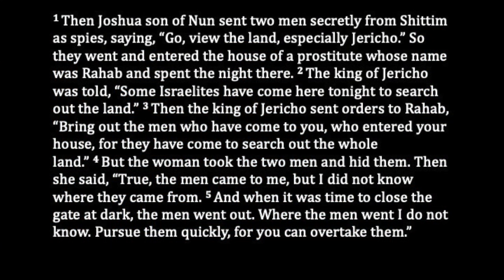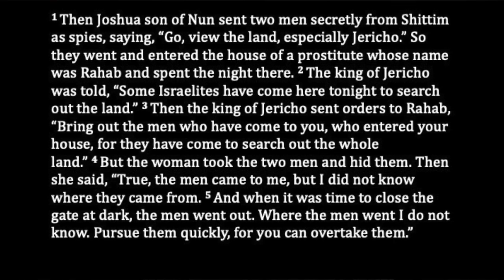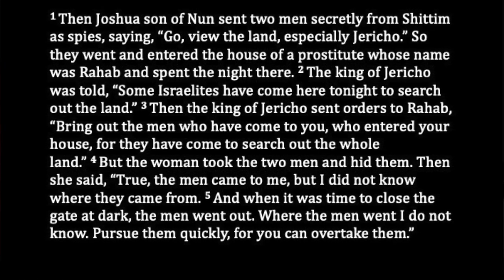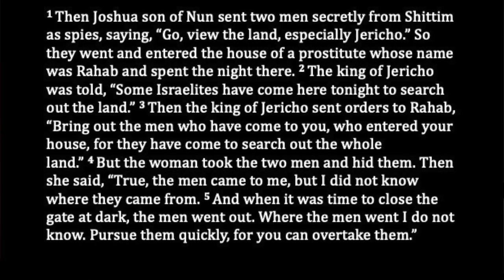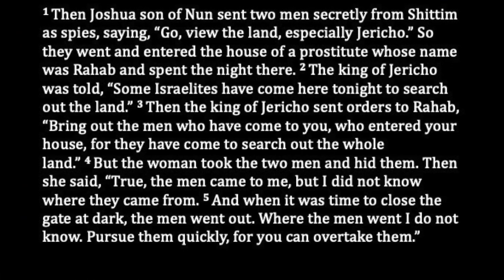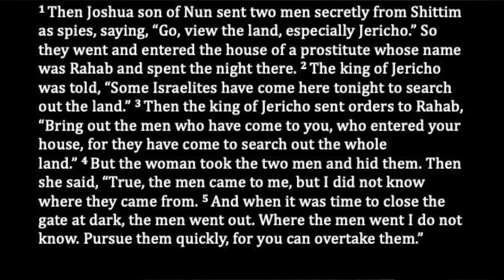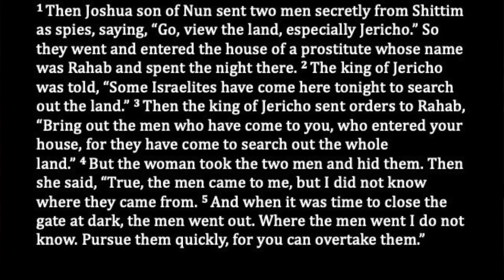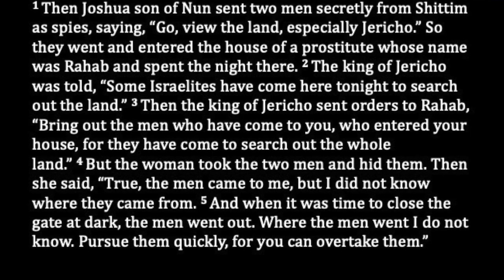"Then Joshua, son of Nun, sent 2 men secretly from Shittim as spies, saying, 'Go view the land, especially Jericho.' So they went and entered the house of a prostitute whose name was Rahab, and spent the night there. The king of Jericho was told, 'Some Israelites have come here tonight to search out the land.' Then the king of Jericho sent orders to Rahab, 'Bring out the men who have come to you, who entered your house, for they have come to search out the whole land.'